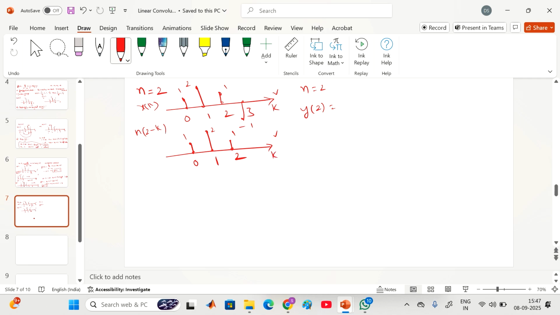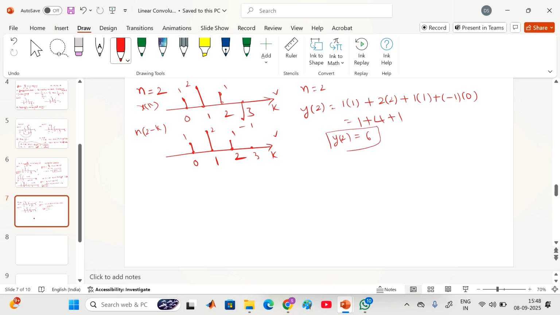So in this h of 2 minus k also we have 0, 1, 2 as a common. Then y of 2 is equal to, multiply the common factor, 1 into 1 plus 2 into 2 plus 1 into 1 plus minus 1 into 0. So here the value at 3 is equal to 0. Then 1 plus 4 plus 1, that is equal to 6. So 6 is the third value.